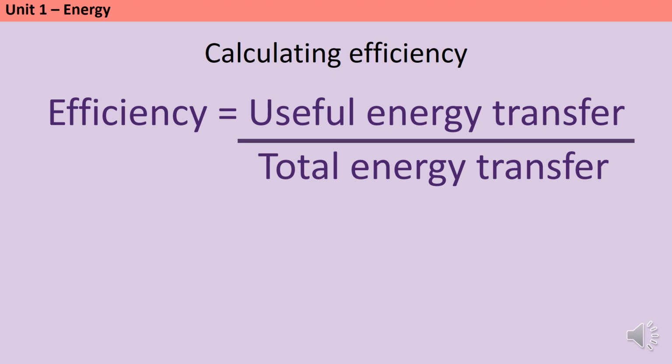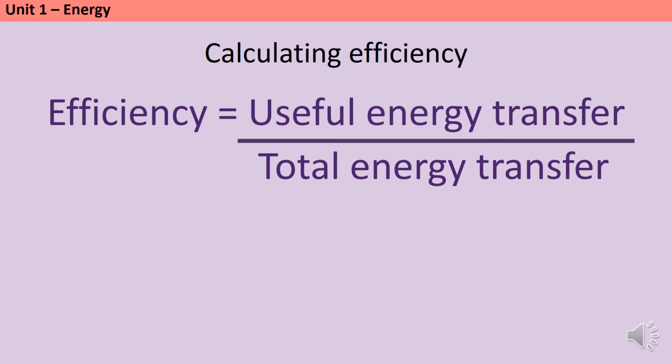Now, we said that there are 4 different equations for calculating efficiency, but they're all really just variations on this same idea. We're just making a fraction. We're doing how much is the useful energy transfer out of the total energy transfer. And it doesn't matter whether you use total energy input or total energy output, because conservation of energy tells us that those two things will be the same as each other.